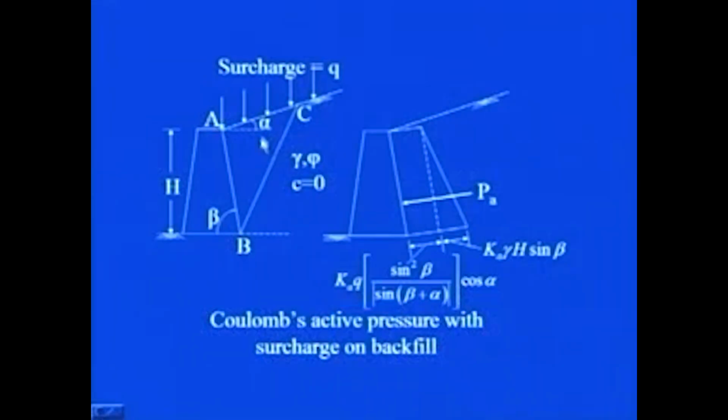So, exactly in the similar manner, since it is inclined, if it would have been the horizontal one, then we would have simply said that K into Q. But now since it is inclined, you see this is due to the surcharge. This is due to the surcharge part, that is Ka into Q sin square beta by sin beta plus alpha into cos of alpha. Okay, so this is due to surcharge.